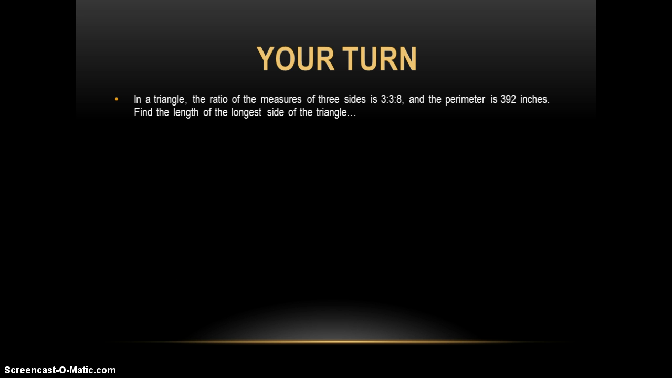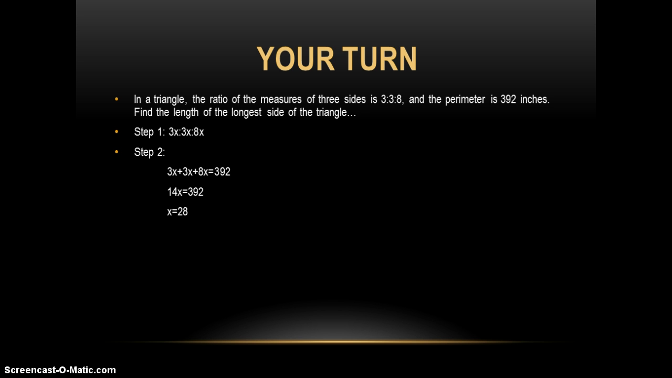Your turn. In a triangle, the ratio of the measures of 3 sides is 3, 3, 8, and the perimeter is 392 inches. Find the length of the longest side of the triangle. Step 1, we have 3x, 3x, and 8x.